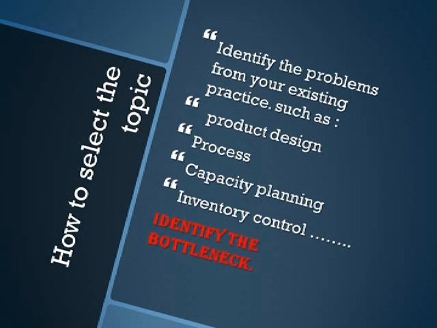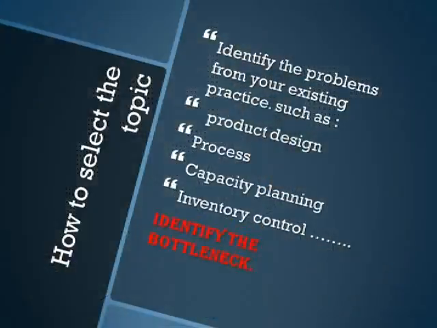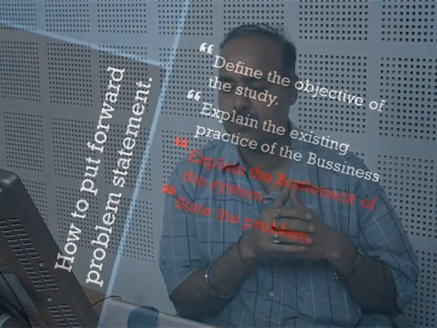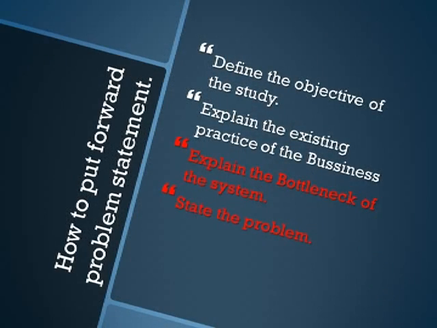More or less you can feel what the bottleneck is. Bottleneck means an overutilized process or an underutilized process. Maybe the product is not up to the mark, or the raw material is not up to the mark. Those are the problems you have to identify. So during the process of selecting a topic, we must identify the bottleneck. And once the bottleneck has been identified, then we have to put forward the problem statement and define the objective of the study.